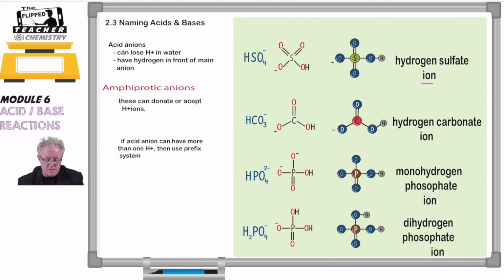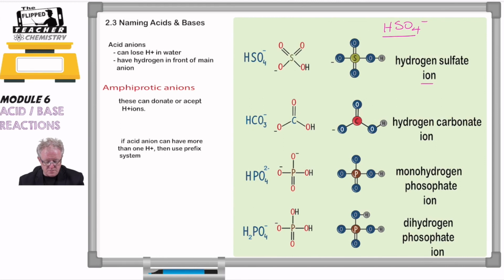So previously we had sulfate, and sulfate was SO4 2-, but now we've added a hydrogen to that, which means now the charge has gone down to -1 instead of -2, and so this is called a hydrogen sulfate ion. And we can do the same for carbonate and phosphates, right?